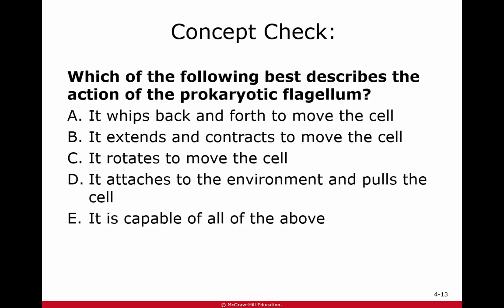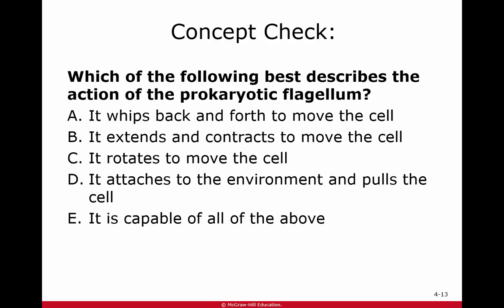So let's look at this question. Let's see if we understand your external features, specifically your flagella. Which of the following best describes the action of a prokaryotic flagellum? Okay, so which of the following best describes the flagellas that are found on prokaryotes? Number one, does it whip back and forth? Does it extend and contract to move the cell? Does it rotate to move the cell? Or does it attach to the environment and pull the cell? Or is it all of the above?